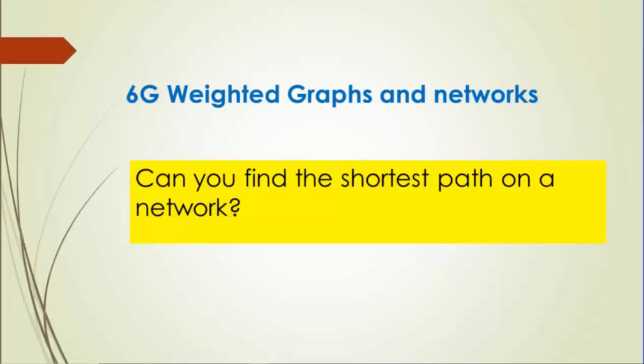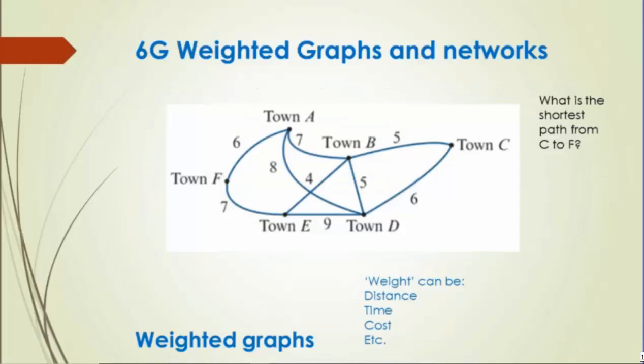Finding the shortest route across a network. And the title up the top there is weighted graphs, W-E-I-G-H-T-E-D. Each edge has got a value. It could be time, it could be distance, it could be anything you like, depending on what the network is all about. So there is an example of a weighted graph.